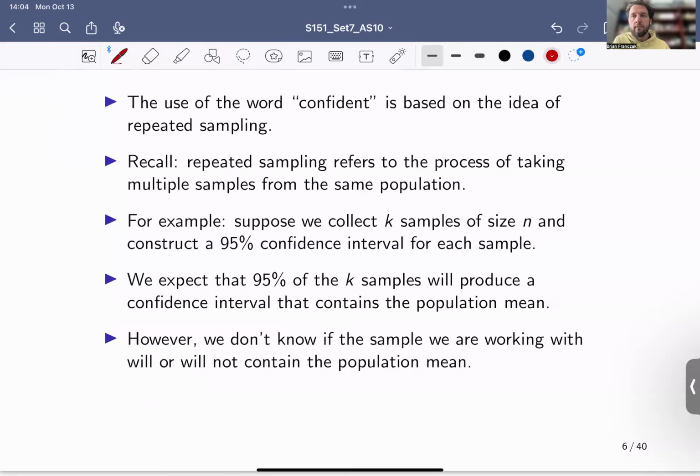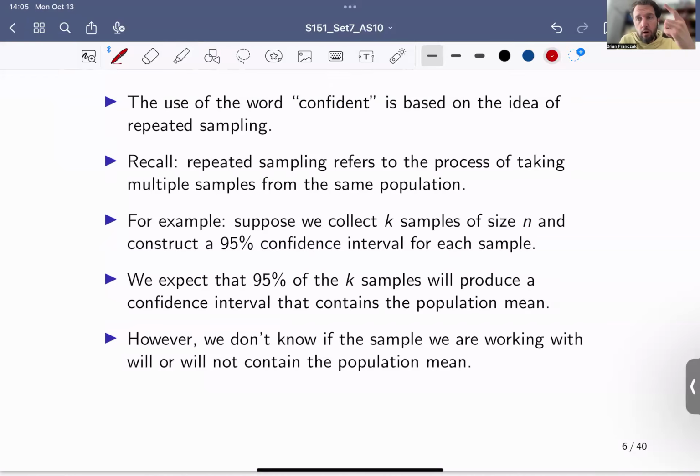The word confident has a very specific meaning in the context of the interval. So this word represents the idea of repeated sampling. Now, when we construct confidence intervals, we are usually only working with one sample. So the scenario that we will find ourselves in is one where we have defined a population. So, all McEwen students are the population. We have a variable, shoe size. So we are measuring shoe size of all McEwen students.